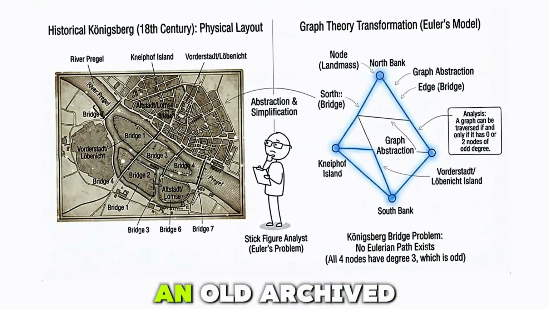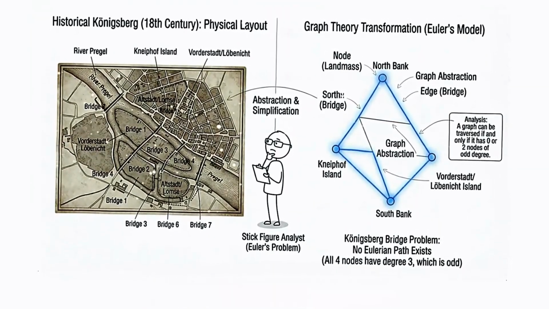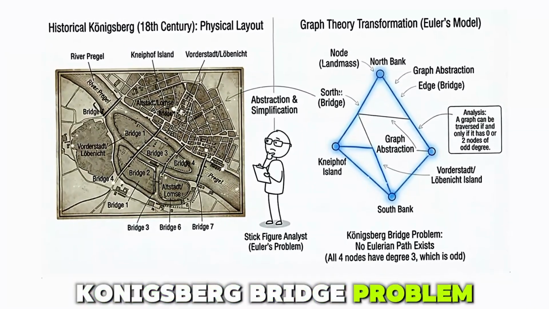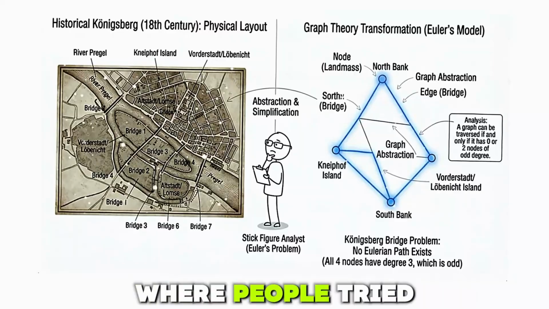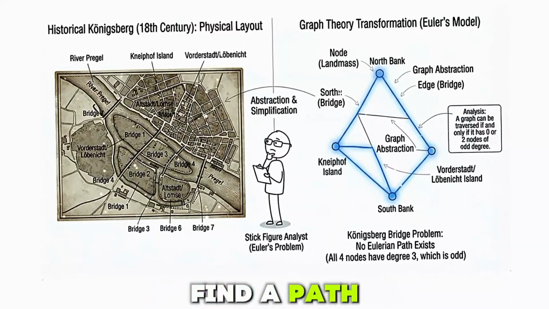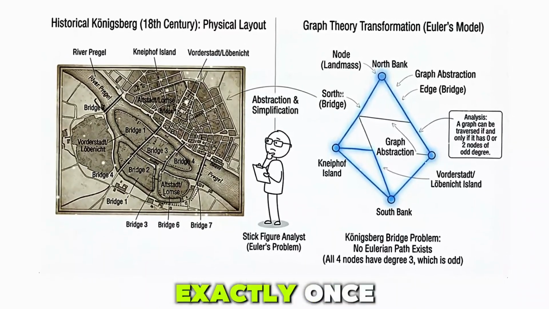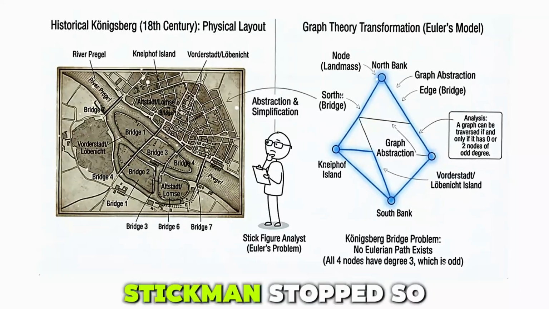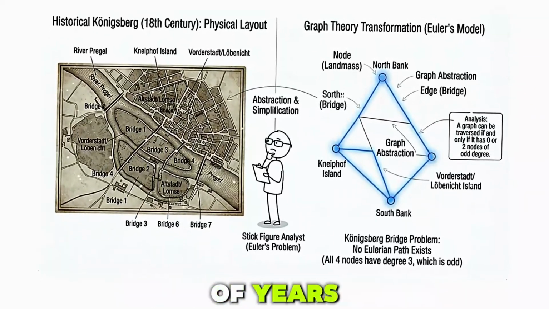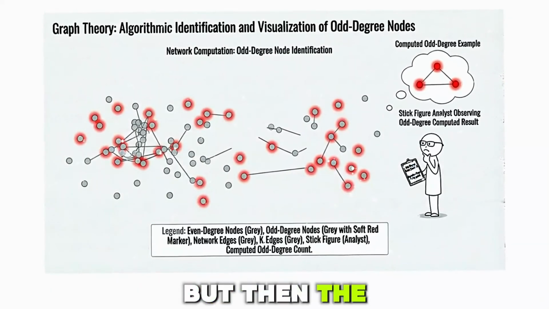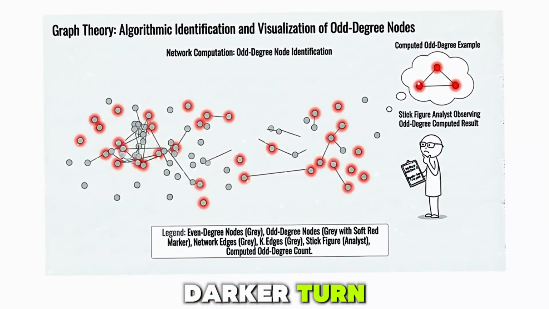Then he found an old archived file. Königsberg Bridge Problem. A city with 7 bridges, where people tried for centuries to find a path crossing each bridge exactly once. Stickman stopped. So this problem has existed for hundreds of years. But then the situation took a darker turn.